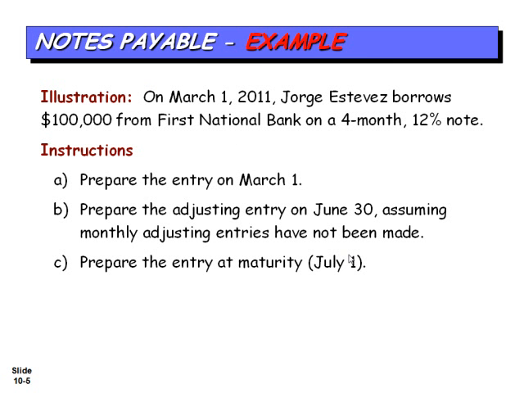So let's take an example. Let's do the accounting for a note. On March 1st, Jorge Esteves borrows $100,000 from First National Bank on a 4-month 12% note. We're going to do the journal entry, we're going to accrue interest, and we're going to pay off the note and the interest. In this example, the interest is not due until the 4 months are up. So even though you incur interest each month, you don't pay it until the 4 months are up.